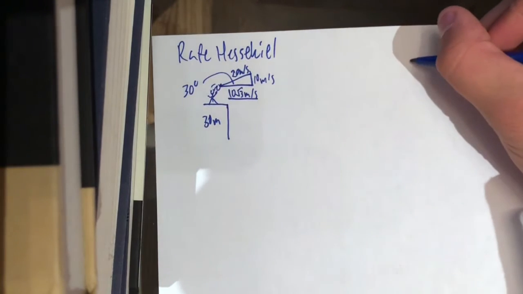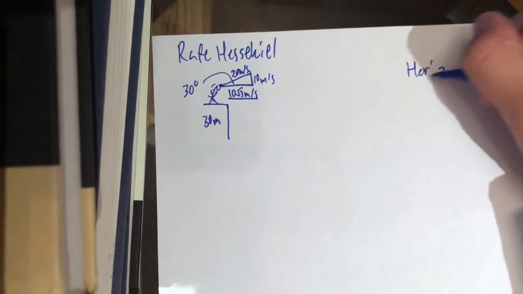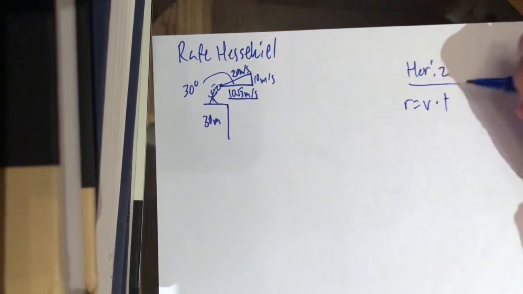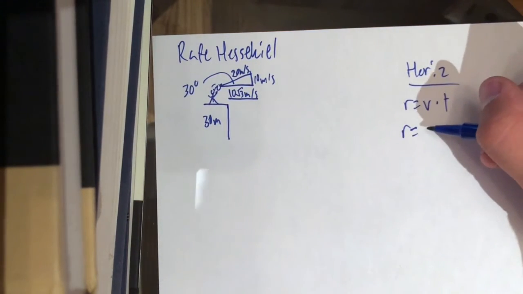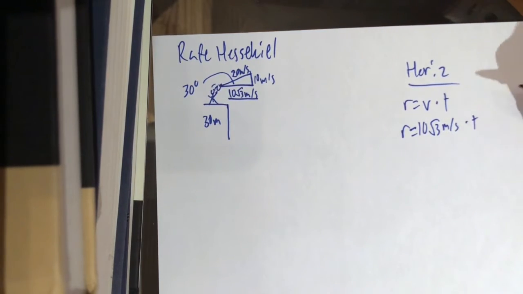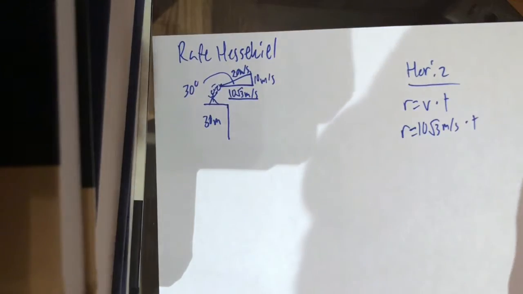So to find our range, the horizontal equation is going to be range equals velocity times time. So range, we need to find, so right now we have the velocity, 10 root 3 meters per second, times the time, which we can find pretty easily using the free fall distance formula.